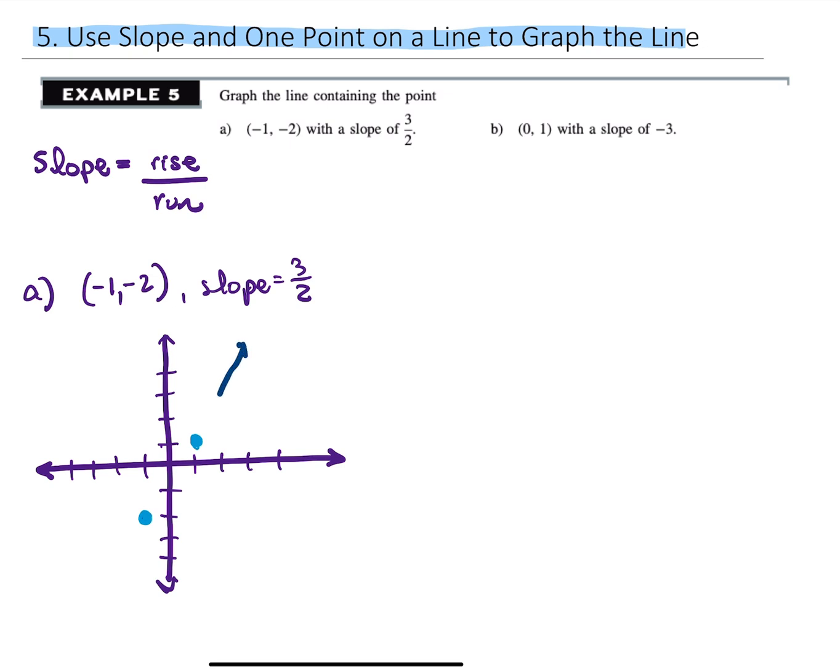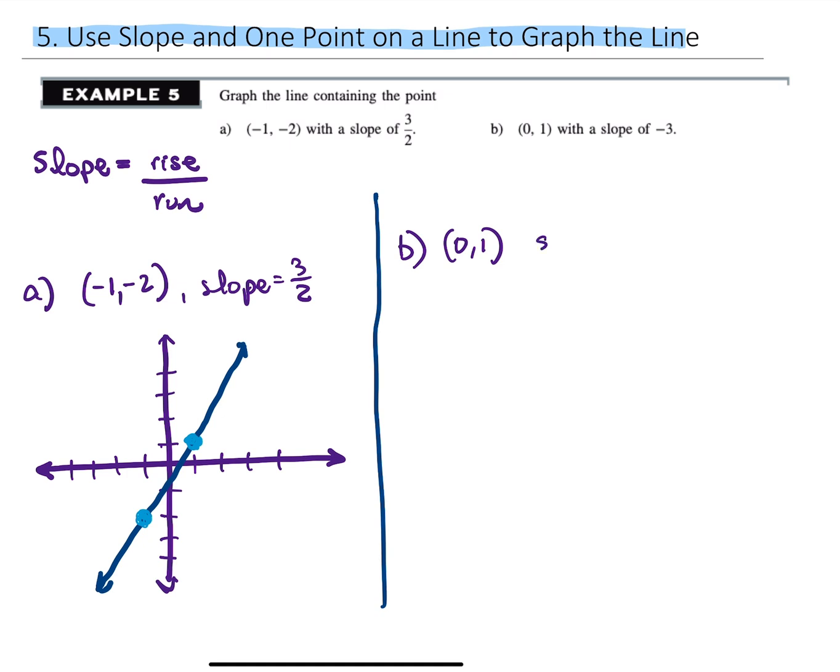So again, it's very useful. With the slope and a single point, you can graph your line very easily. And notice the slope was positive and we have an upward slanted line. All right, let's look at part B. B gives us the point (0, 1), and then the slope is -3.